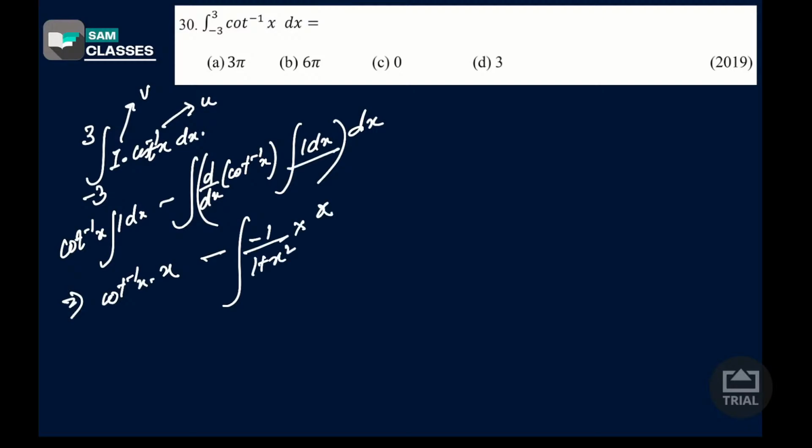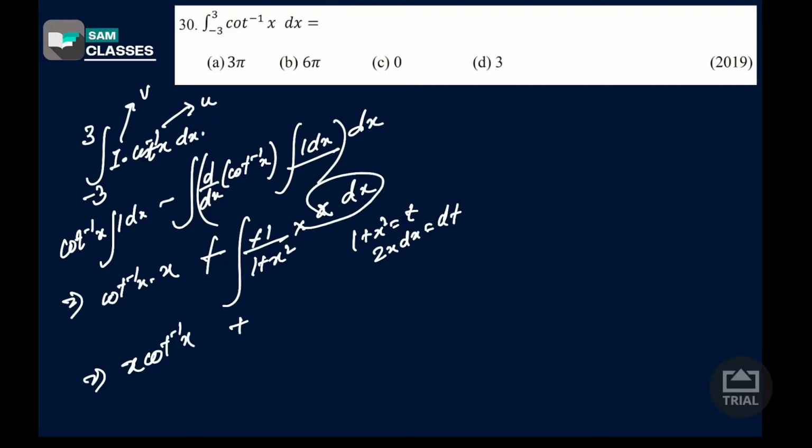Integration of 1 is just x, and minus minus becomes plus. What I told you to do here: take 1 plus x square as t, 2x dx is equal to dt. So x cot inverse x plus this whole thing will be what? dt by 2. Clear? So dt by 2 outside and this will be t. So basically log. Now in this you can put the value from where to where? Minus 3 to 3. Put it.